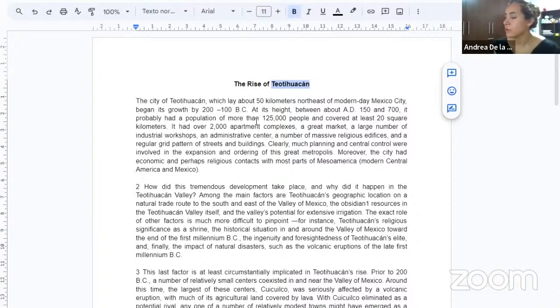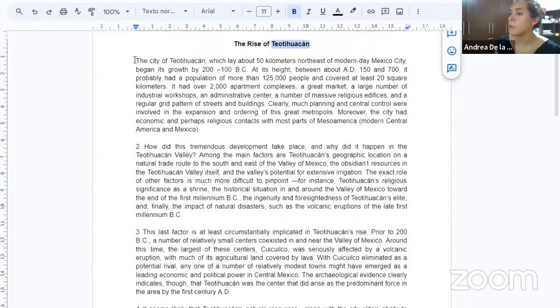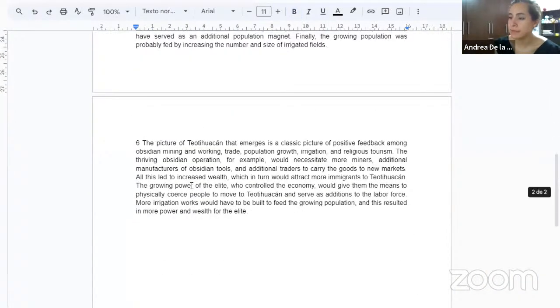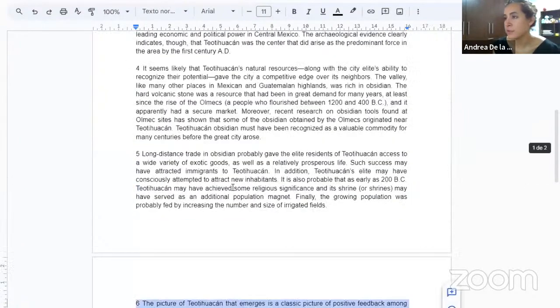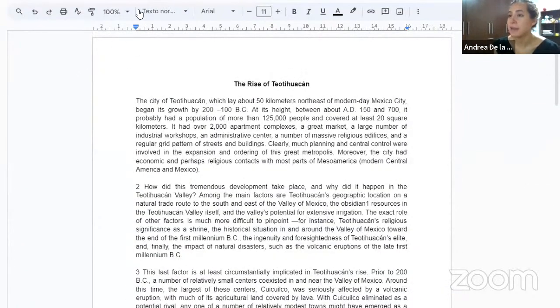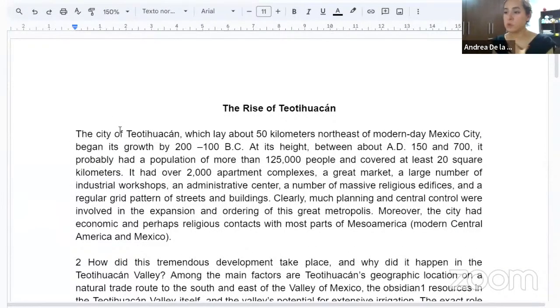And then what you are going to do is always pay more attention to the first and the last paragraphs of the text, because those tend to be introductions and conclusions, and they contain bigger ideas. But do not pay attention to the details. What I would do personally is start reading. The city of Teotihuacan, okay, that already tells me something. That tells me that it's a city, right? So Teotihuacan is a city.